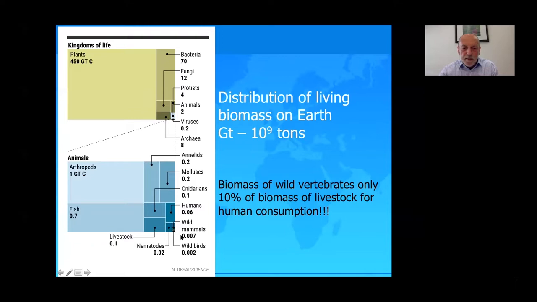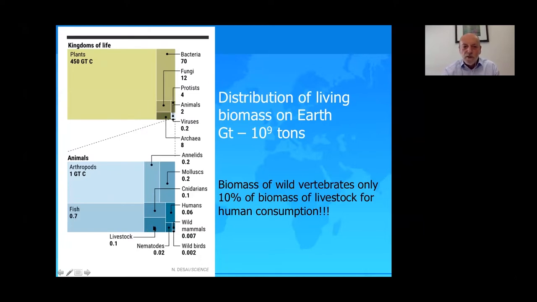Then you have the wild mammals with 0.007, so quite a small fraction. And then the wild birds with 0.02 gigatons of carbon. And compared to humans, wild mammals, and wild birds, look at this, the livestock is 0.1. Livestock means cattle, sheep, chicken, everything we use for our consumption. If we eat meat, we eat livestock. And this livestock is 10 times larger than our biomass and the biomass of the wild mammals and the wild birds. So this is a substantial fraction.